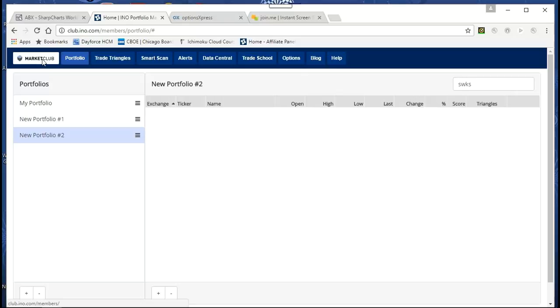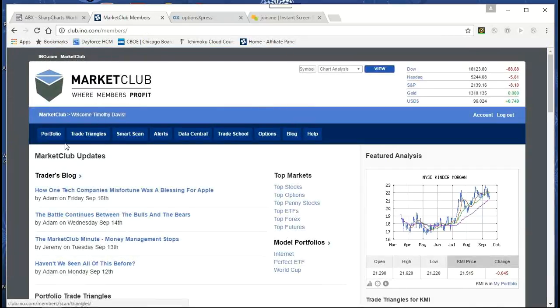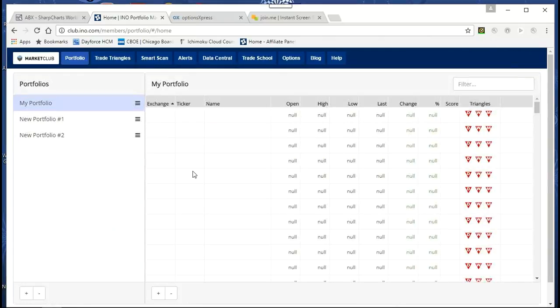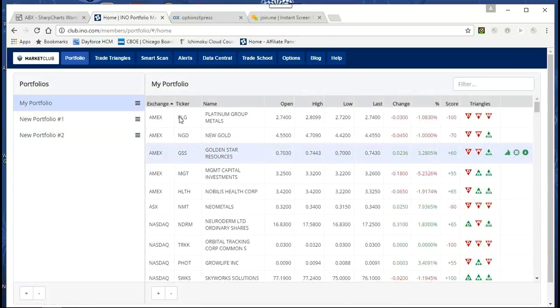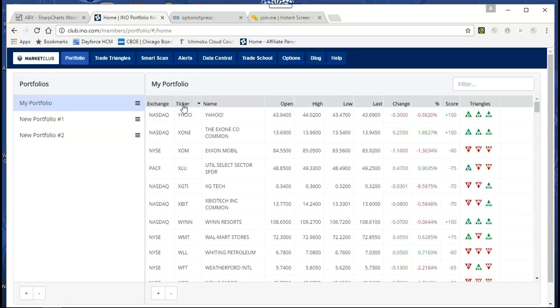Let's go back to the beginning. I think my portfolio is getting stuck on me for some reason. All right, let's see. All right, SWK. Let's see if I can show you my entire portfolio again. Sometimes it takes a little bit to load. All right. Now, you can actually put these in alphabetical order as well. You click on the ticker. Click on ticker again, and it'll switch it the opposite way.